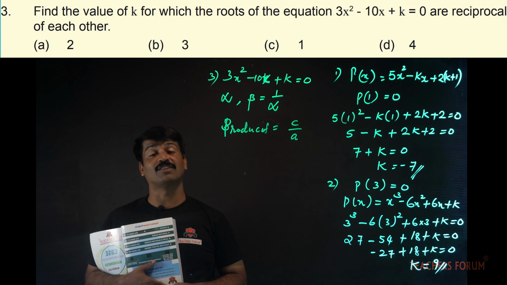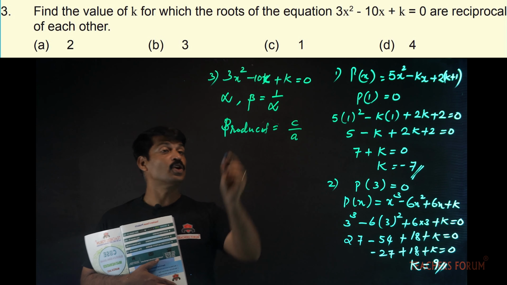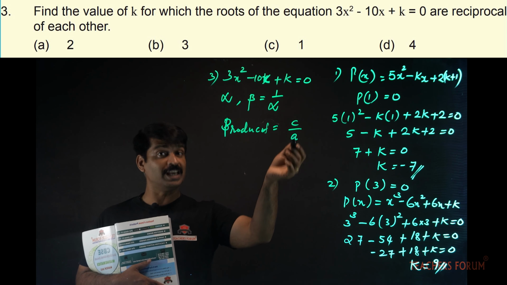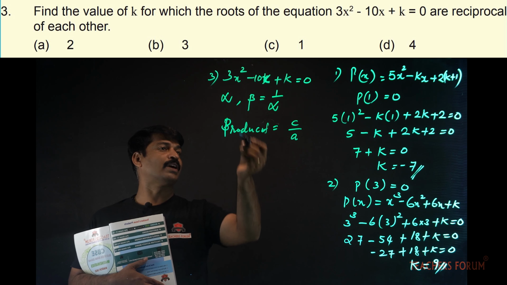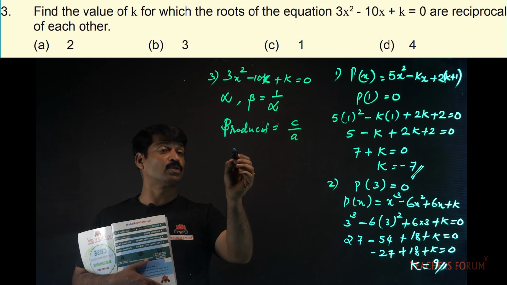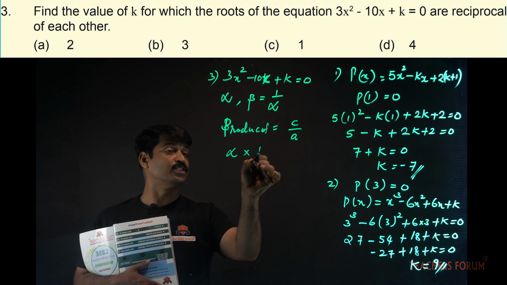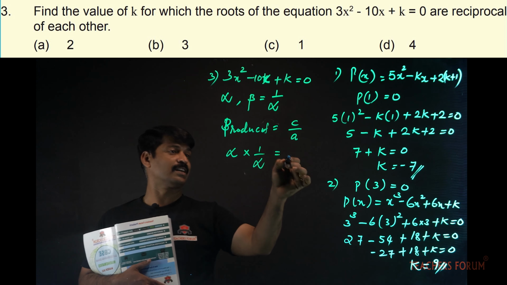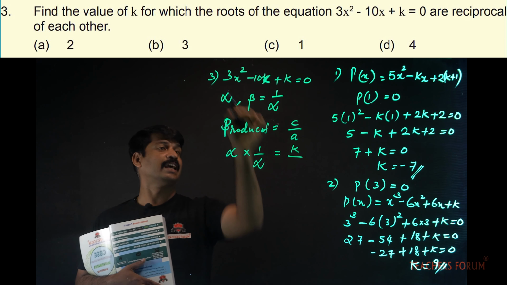From here you can find out the value of k, isn't it? So what is the product of zeros? Product of zeros is equal to c by a. Now tell me, what is the product of zeros? Zeros are alpha and 1 by alpha. So the product of zeros will be equal to alpha into 1 by alpha. That is equal to c by a. What is c here? C is k. What is a? A is 3.